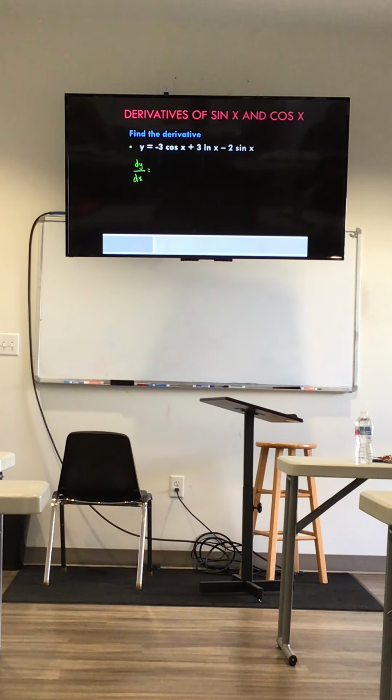Let's look at cosine x. Amelia, what did we just notice is true about the derivative of cosine x? It's negative sine. Okay, so what am I going to write down for the first part of my answer, Amelia? Negative 3 times negative sine. Very good. So the negative 3 drops right down. The derivative of cosine is negative sine x.